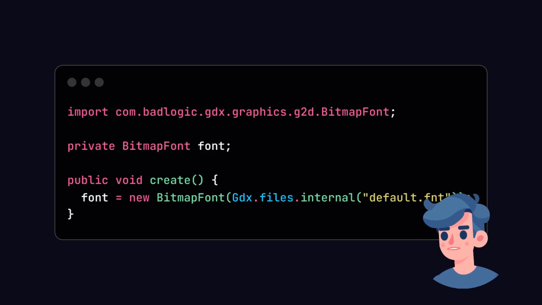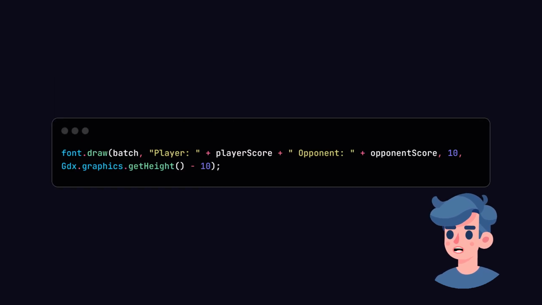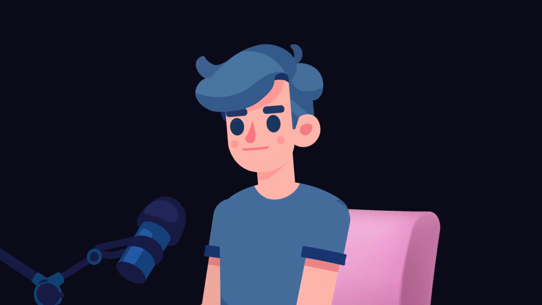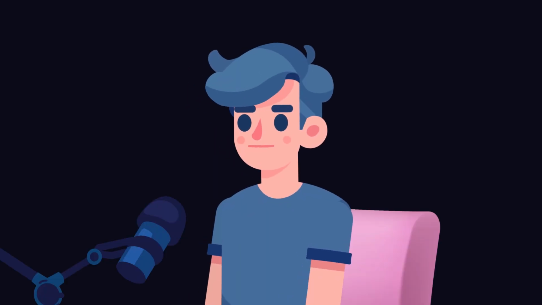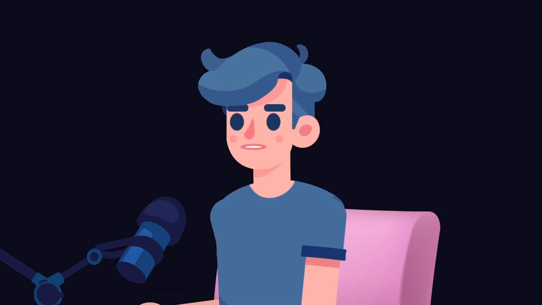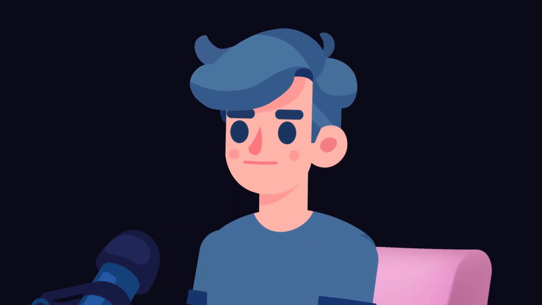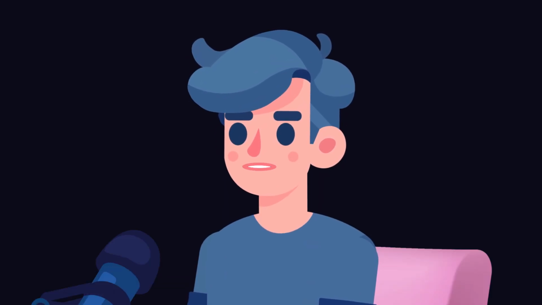Now that we have basic scoring implemented, let's display the score on screen. Use a bitmap font to render the score in the game view. We initialize the font in the create method. Now let's draw the score in the render method along with the current score values. With this line added to our render method, you should see the scores displayed at the top of the screen during gameplay.